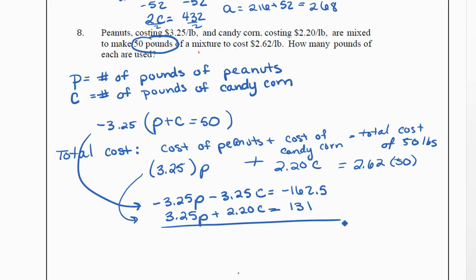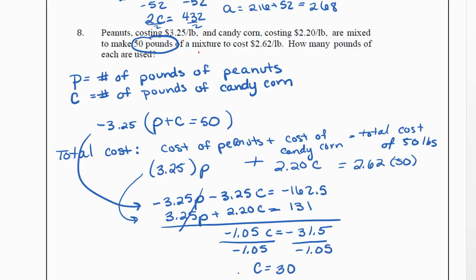And now we're going to add going down. The P's eliminate. Minus 3.25 plus 2.2 gives us negative 1.05C equals, we do negative 162.5 plus 131, negative 31.5. So now I'll divide by negative 1.05. And we get C is 30.